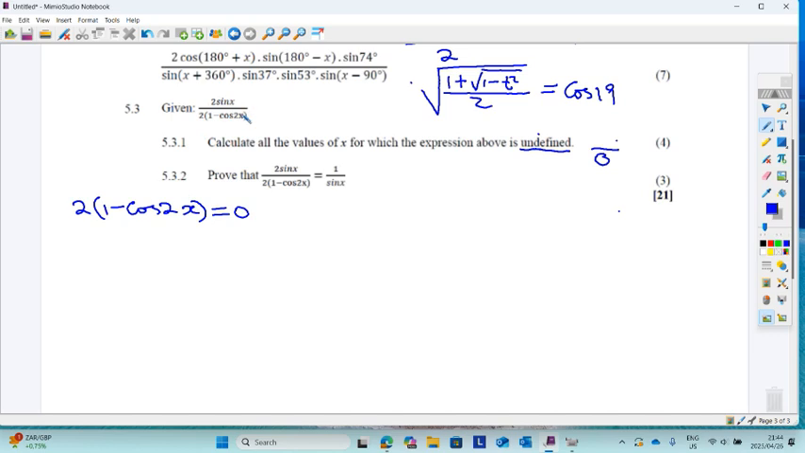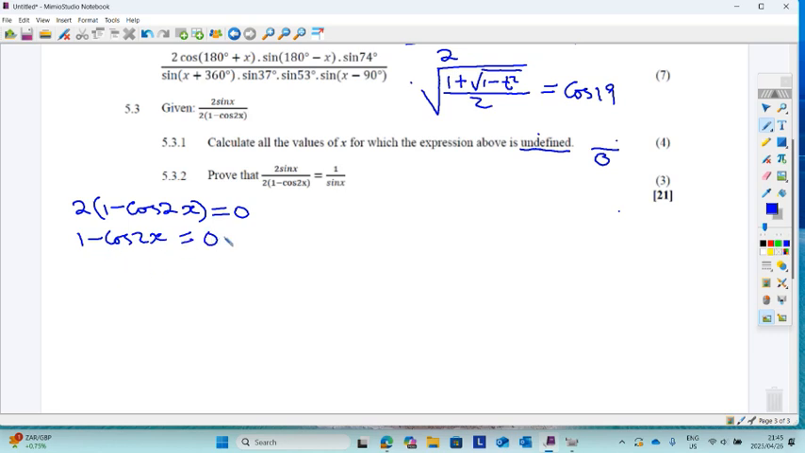But if there was a tan something, if there was tan x somewhere in the expression, we also were going to include the asymptotes. You remember the function of tan, it has asymptotes. So if there was tan x somewhere, then the expression will also be undefined at those asymptotes. All right. Divide both sides by 2, we have 1 minus cos 2x is equal to 0.